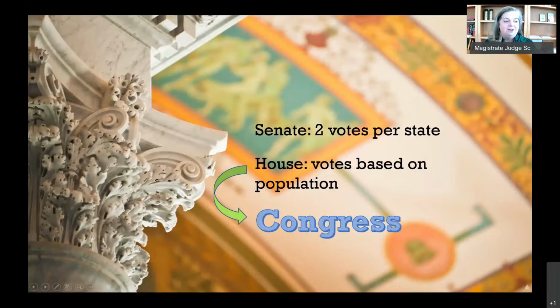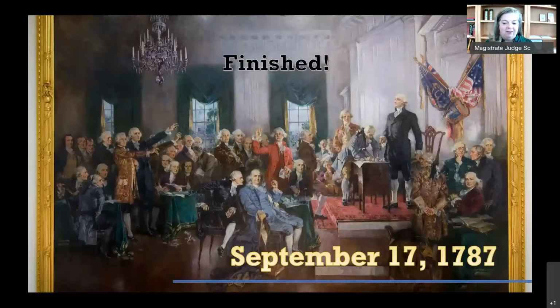The convention finished its work in 1787, when 38 of the delegates in attendance signed the United States Constitution on September 17th, 1787. That's why we celebrate that date, September 17th, as Constitution and Citizenship Day. Can you imagine all that work? Of course you'd say, finished.